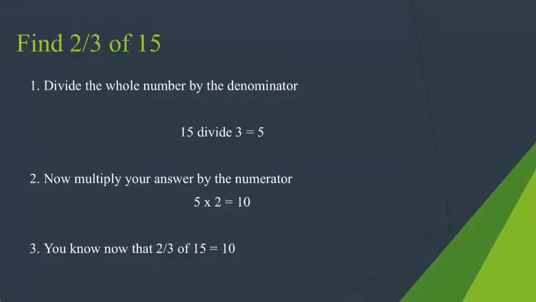We've been asked to find 2/3 of 15, and there are a couple of really easy steps to follow to find this out. So you'll start by dividing the whole number by the denominator. So in this instance 15 would be divided by 3, as 3 is our denominator, and that comes up with the answer of 5. Your next step is to multiply the answer by the numerator. So 5 times 2, because 2 is the numerator in the fraction 2/3, equals 10. And with that, you now know that 2/3 of 15 is 10.